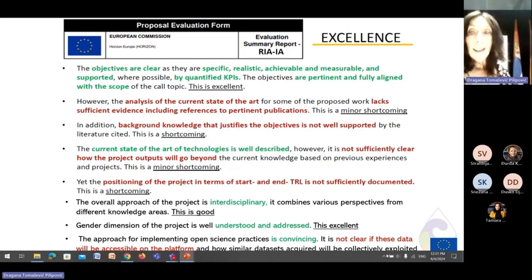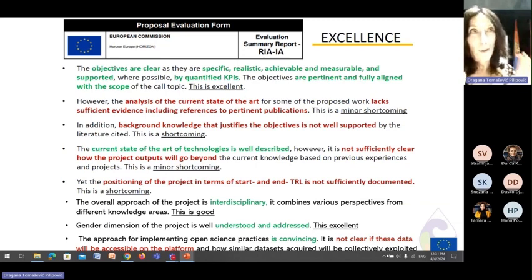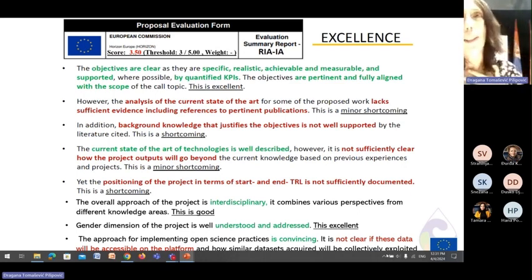Other things they didn't like: some lack of documentation, some lack of information. Interdisciplinarity has been considered good. Gender dimension is well understood and well addressed. Sometimes gender issues are handled like, okay, I'm going to write something, two words, copied from another project. No, it has to be focused on the proposal. And in open science, the approach for implementing open science is convincing, but some data is not available, so they didn't like that very much. The score was 3.5 out of 5, which is not fantastic.